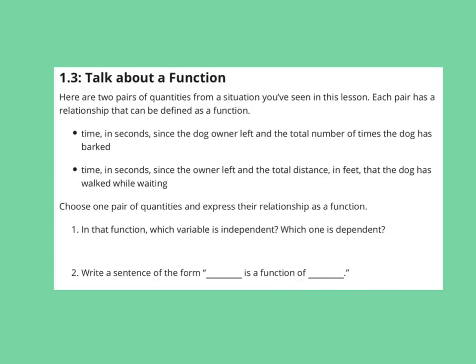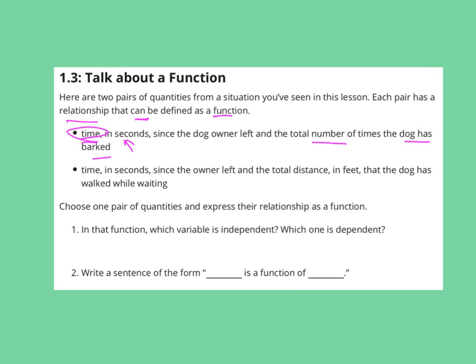Now let's take the discussion about a function a little bit further. Below you'll find 2 pairs of quantities from a situation you've seen in this lesson, right? Each pair has a relationship that can be defined as a function, right? So time in seconds, right? So time is the variable, seconds is the unit, since the dog owner left, and the total number of times, right? So the number of times the dog has barked, right? So we have these 2 ideas.